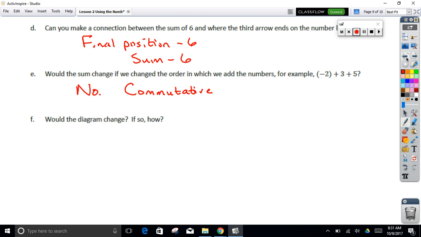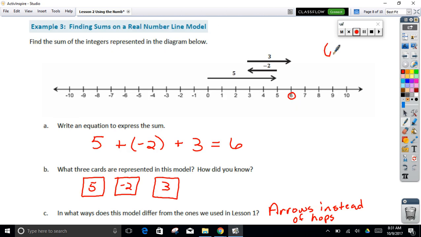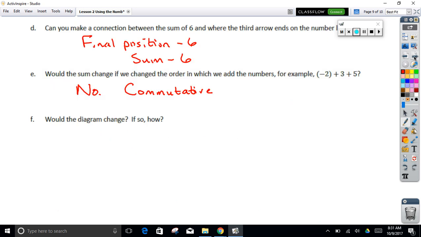Okay, now would the diagram change, Riley? If we changed the order and we did -2 plus 3 plus 5, would that change what this diagram looked like? Yeah. How would it change? Because the arrow would go back 2 and then up 3 and then up 5. Okay, so our arrows would be in a different order. We'd still have these arrows, but they would start in different places. Okay, good. So if you want to explain that, the diagram would change because the arrows would change their position.